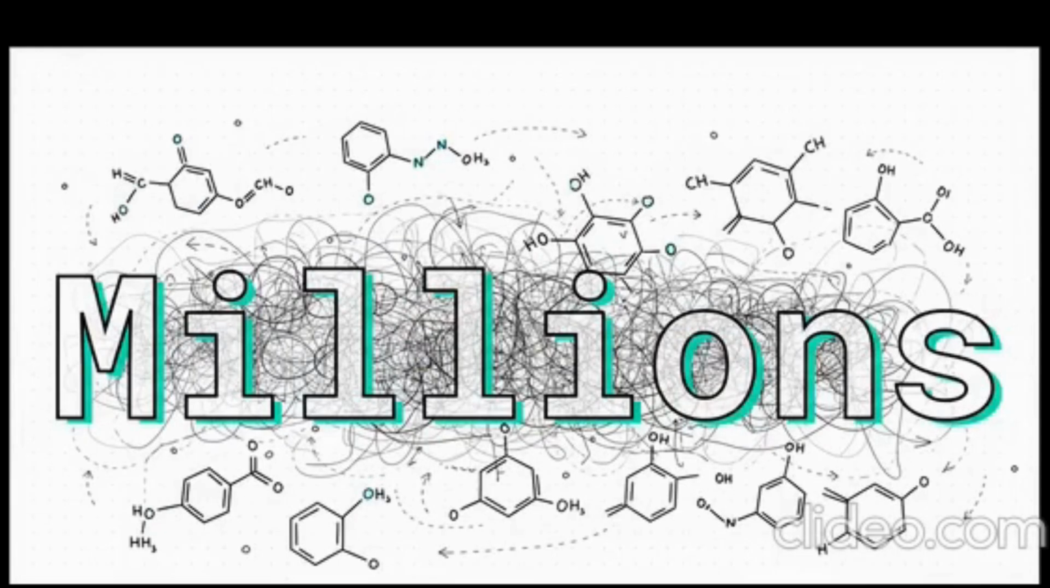Okay, so why do we even need a system like this? Well, it's because of the sheer numbers. We're talking about millions of different hydrocarbon compounds. Millions. Can you imagine trying to keep track of all that without some kind of logical naming system? It would be absolute total chaos.